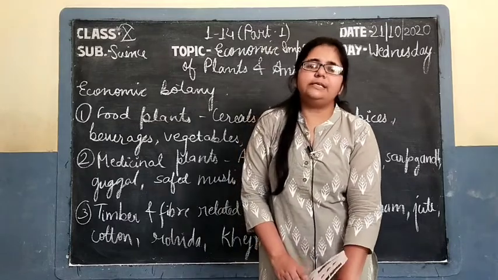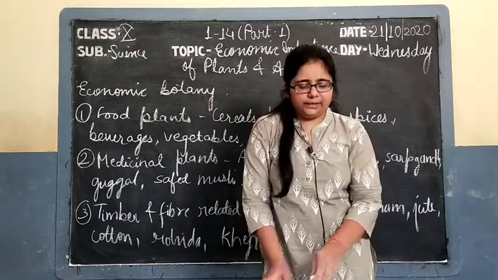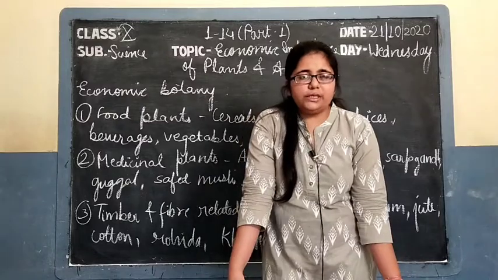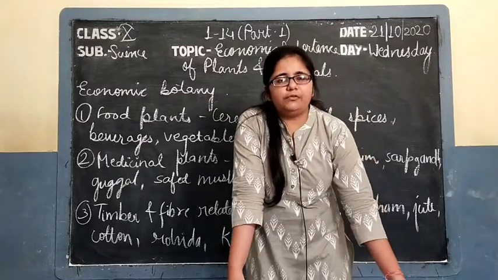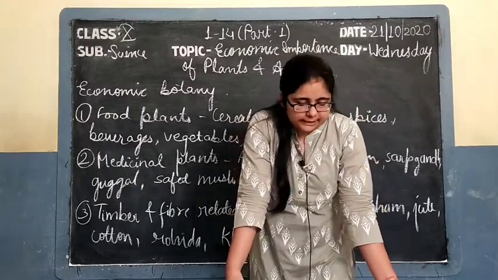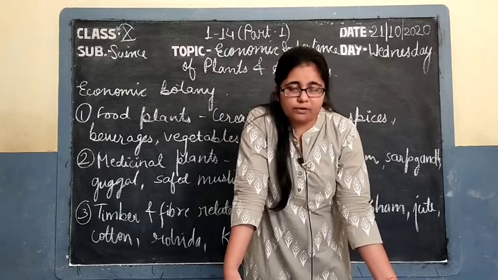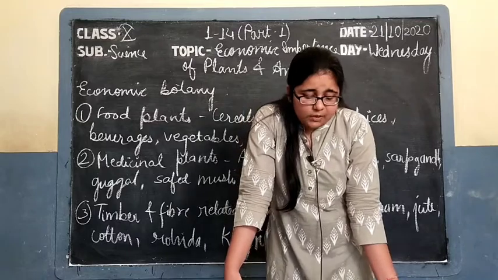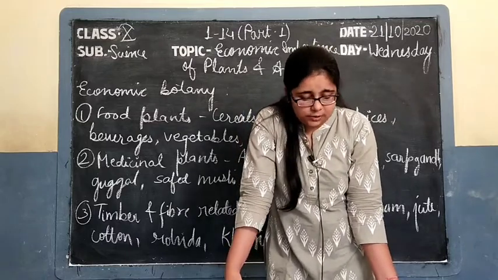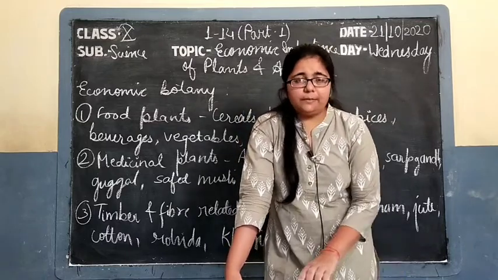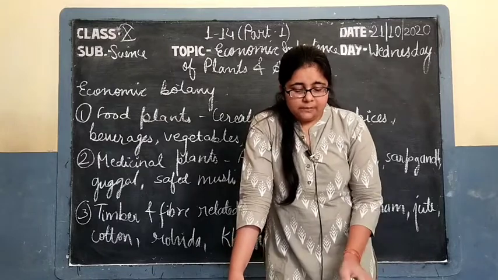So after spices, there are tea and coffee, that is beverages which are used in India. The tea is obtained from the young leaves of the plant, that is Camellia sinensis. And coffee, that is Coffea arabica, is obtained from the roasted seeds of the plant. So these are the beverages, tea and coffee.